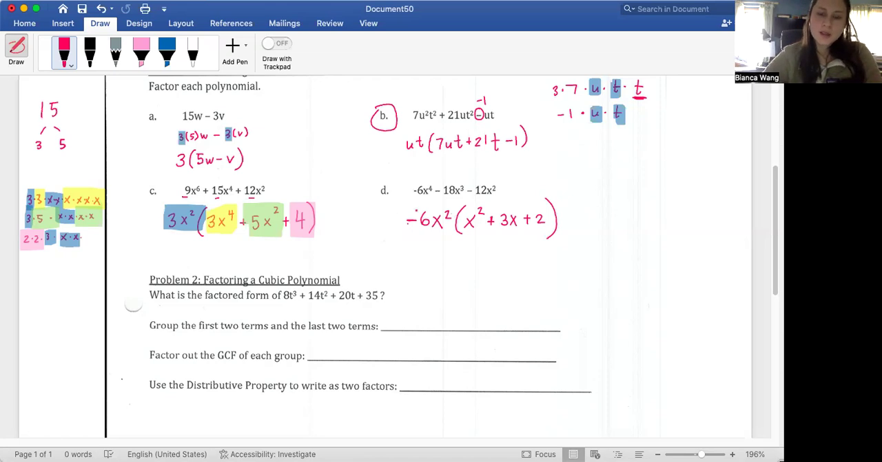Remember, if just looking at it and doing it like this is hard for you, factor everything out, get some highlighters, highlight all the greatest common factors. That's what's going to go in front of your parentheses. And then what's left in each term will be what goes in the parentheses.